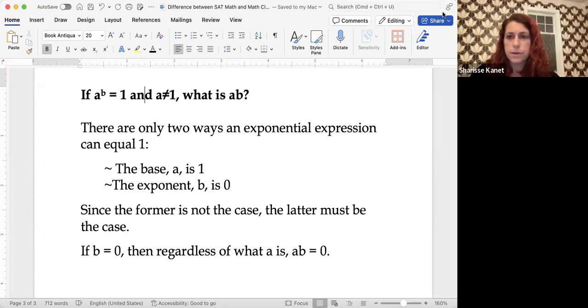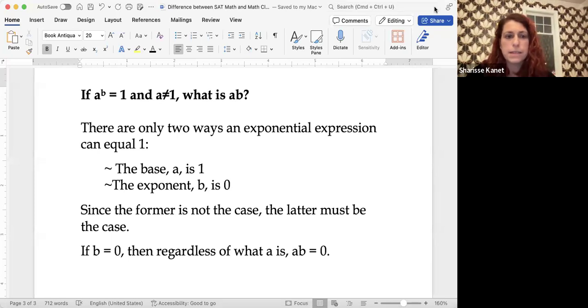So here we have a shortened version of a previous SAT problem, and it says if a to the b equals 1, and if a does not equal 1, what is a times b? So this requires a little bit of thinking. If you have a to the b equals 1, there are only two possible ways that could happen. The first way is that we have the base, which is a in this case, equals 1, because 1 to the anything equals 1. But they tell us that a is not 1, so it can't be that.